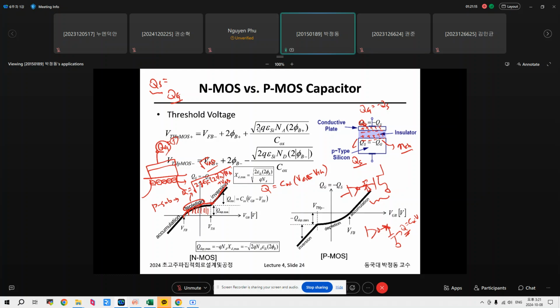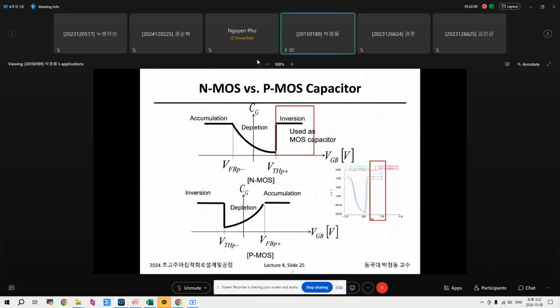However, for accumulation, when negative charge is applied, then negative charge, positive charge, negative charge, positive charge. The holes in the P substrate are gathered over here and accumulated. Therefore, in terms of the gate, the accumulated charge is looking negative. That's why it's looking like this. The PMOS is opposite, right? PMOS is opposite. This is accumulation, looking positive, depletion negative, inversion negative. Okay.